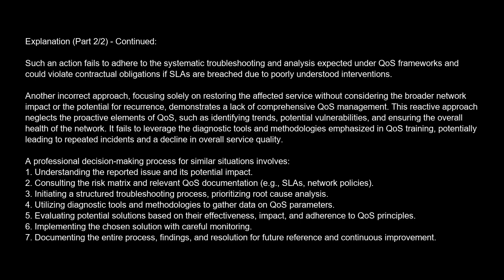A professional decision-making process for similar situations involves: 1. Understanding the reported issue and its potential impact. 2. Consulting the risk matrix and relevant CoS documentation, e.g., SLAs, network policies. 3. Initiating a structured troubleshooting process, prioritizing root cause analysis. 4. Utilizing diagnostic tools and methodologies to gather data on CoS parameters. 5. Evaluating potential solutions based on their effectiveness, impact, and adherence to CoS principles. 6. Implementing the chosen solution with careful monitoring. 7. Documenting the entire process, findings, and resolution for future reference and continuous improvement.